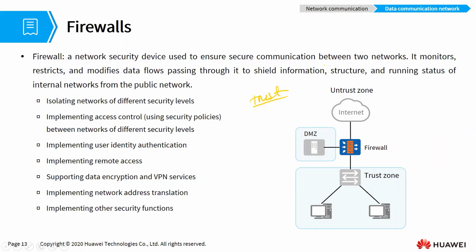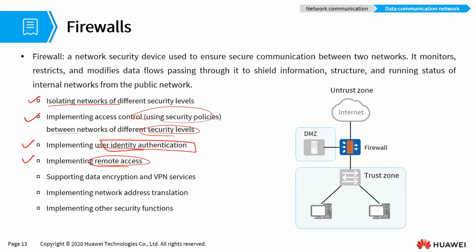If it is the same trust level, then there is really no need for deploying a firewall, because the firewall controls the communication between two networks and it forcibly implements unified security policies to prevent unauthorized access to important information. So we use it for isolating networks of different security levels. We use it for implementing access control using security policies that are deployed between networks of different security levels or trust levels. We use it to implement user identity authentication. We also use firewalls to implement remote access, supporting encryption and virtual private network services, implementing NAT, network address translation, and implementing a host of other security functions.